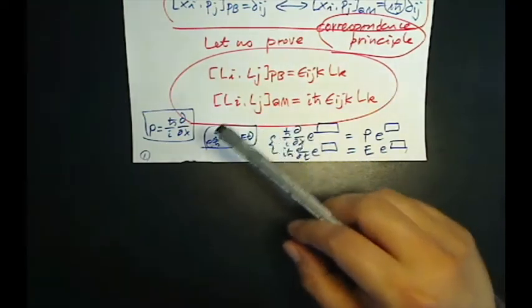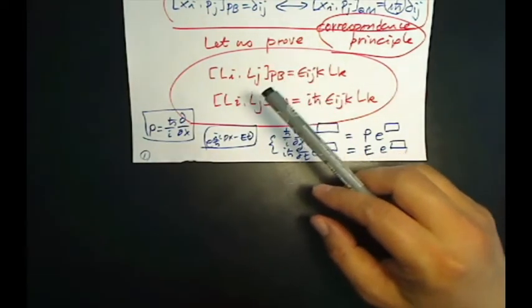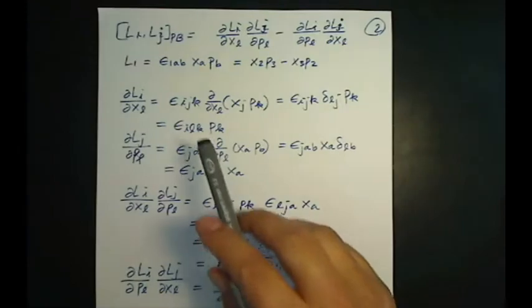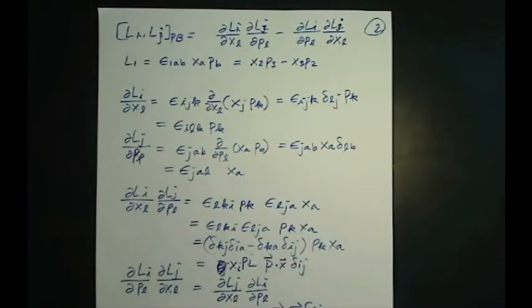Alright, so let us continue to study the Poisson bracket of the orbital angular momentum piece by piece. The Poisson bracket for L_i and L_j can be expressed in this way.